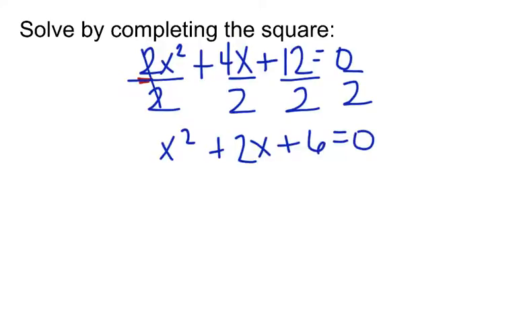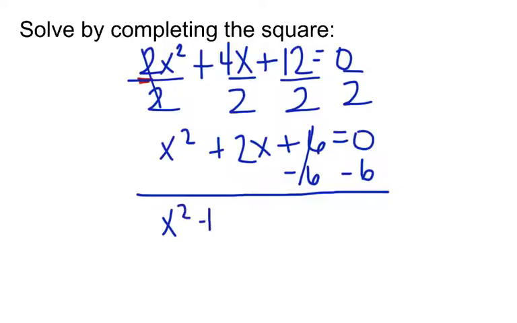So now I'm going to subtract the 6 on both sides because I always move over the constant term. So now I have x squared plus 2x equals negative 6.